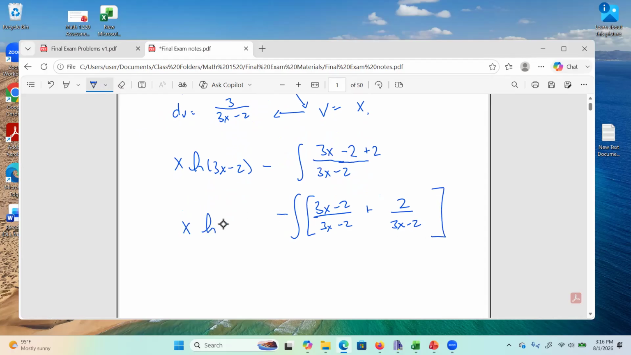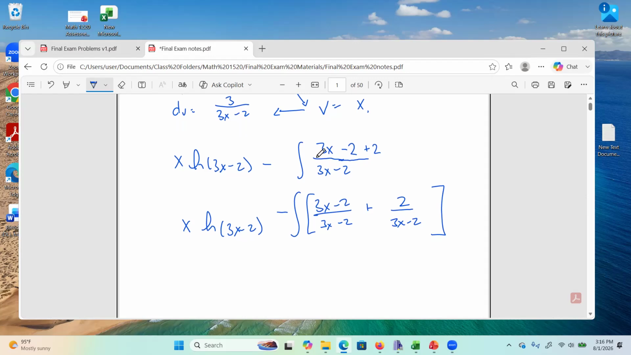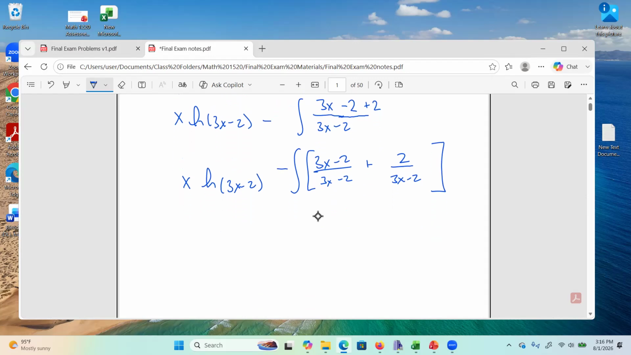We have x natural log of 3x minus 2 out in front here. So this whole thing is going on here. The 3x minus 2's cancel, so we have minus the integral of 1. I'm going to go ahead and distribute this. So we're going to say we have plus, I'll put the negative 1 here, minus 2 over 3x minus 2 dx, and that's what we have to go deal with now.